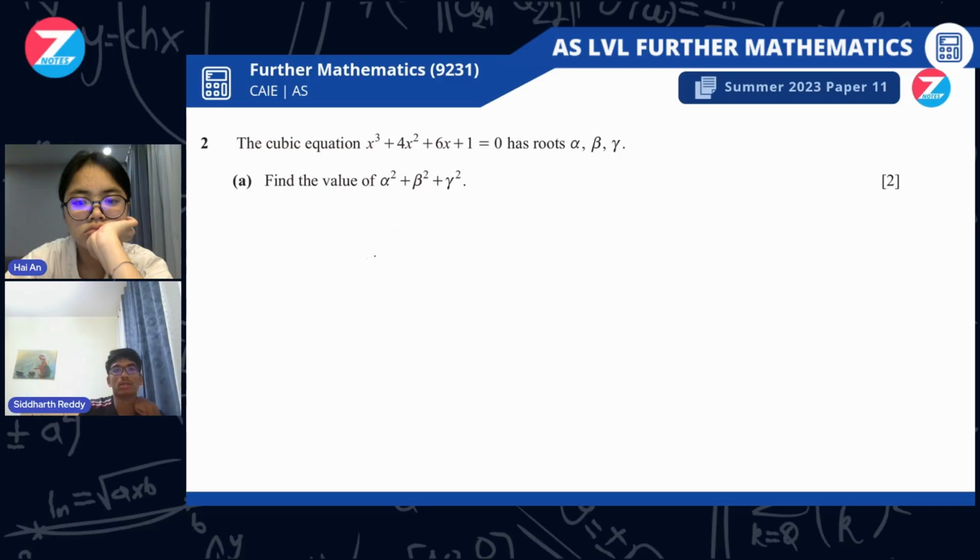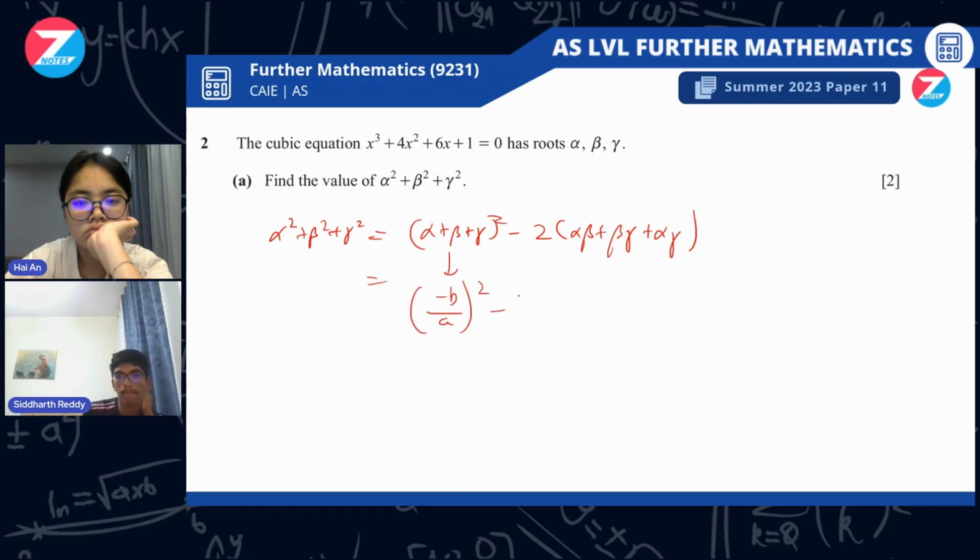So we know that we can write alpha square plus beta square plus gamma square as alpha plus beta plus gamma whole square minus 2 into alpha beta plus beta gamma plus alpha gamma. So this is just equal to minus b over a, squared, minus 2 into, and this is the sum of roots taken 2 at a time, which is just equal to c over a.